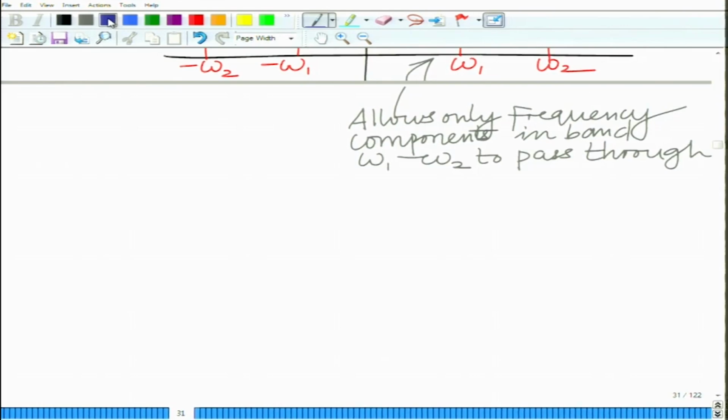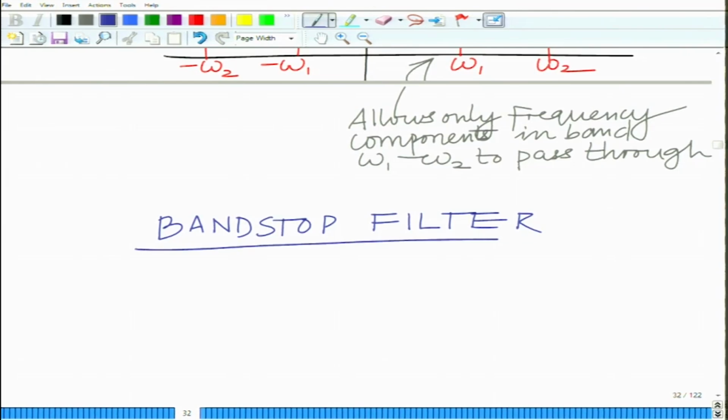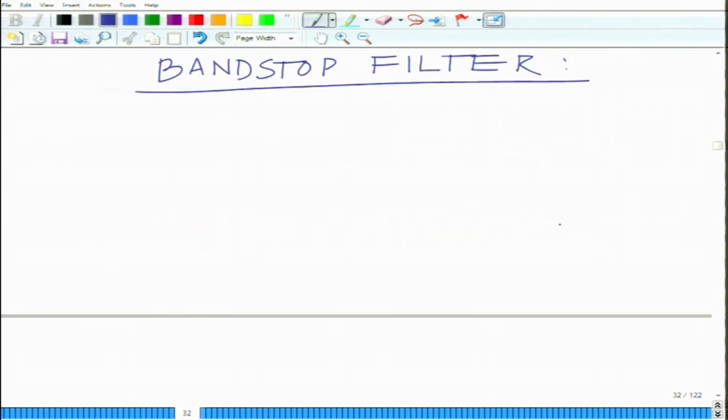And this is an ideal band pass filter, and the opposite, analogously, we have an ideal band stop filter, which basically blocks all the frequency components belonging to that band and allows undistorted transmission of all the other frequency components which do not lie in this band, all right. So, we have also a band stop filter.